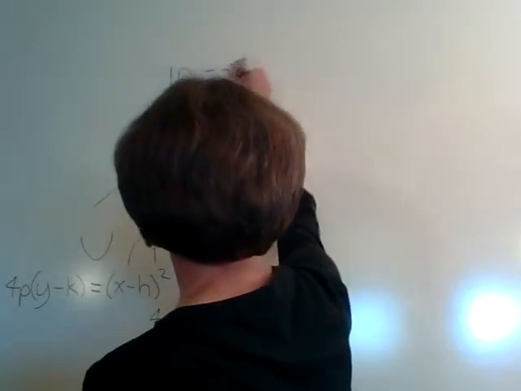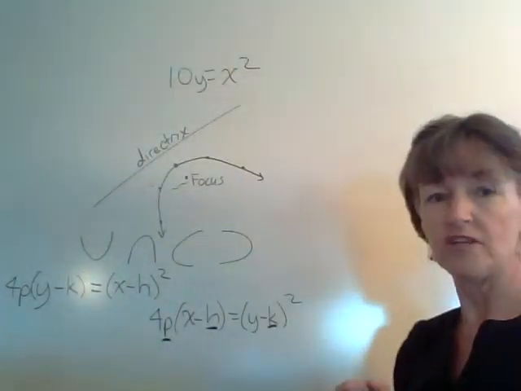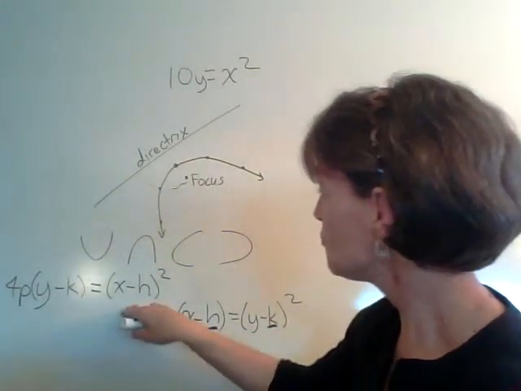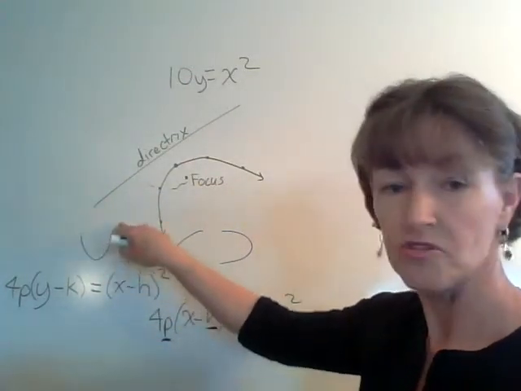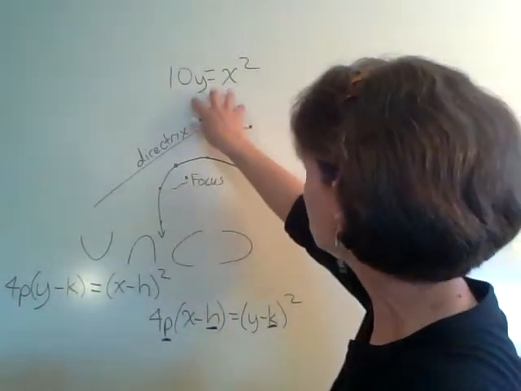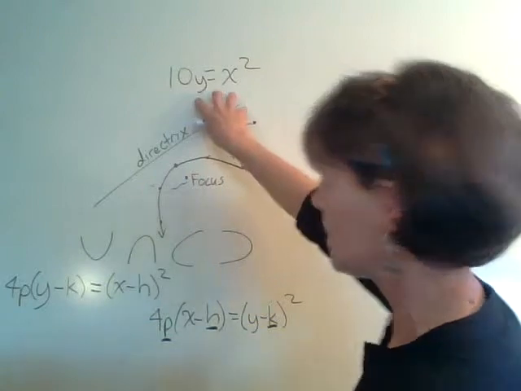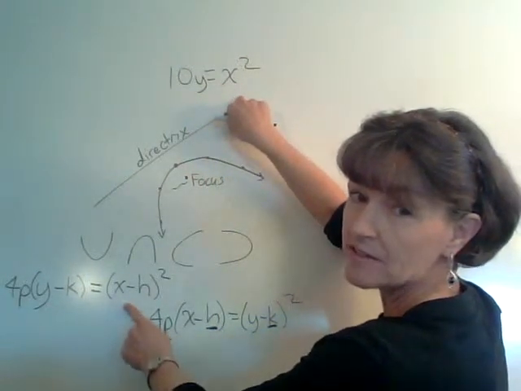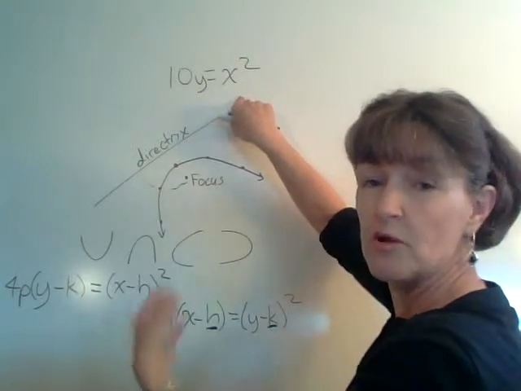10y equals x squared. Now, 10y equals x squared looks like this form right here. So this is going to be a parabola that either opens up or opens down. All right? Well, in this equation, you can see that I'm not subtracting anything from y, and I'm not subtracting anything from x. That means that h is 0 and k is 0.